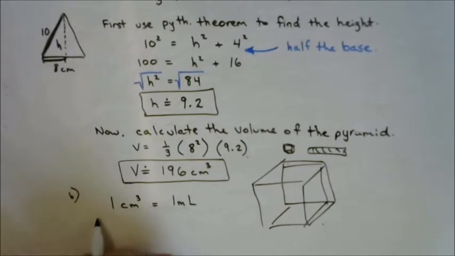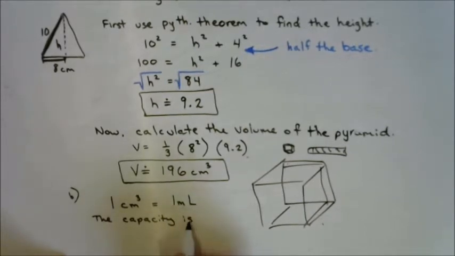So here we go. And the capacity is how many milliliters? If it's 196 cubic centimeters, then it's 196 milliliters. But we need it in liters. So how many liters is that? No, it's 0.196. Why? Because it's 1,000, not 100.